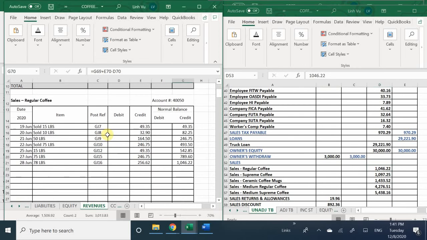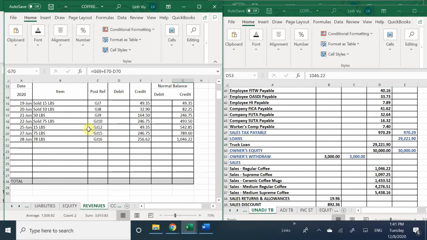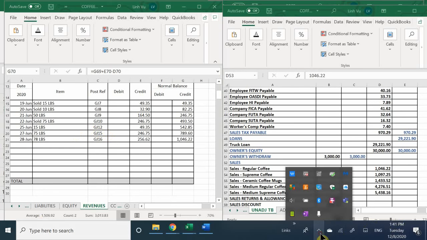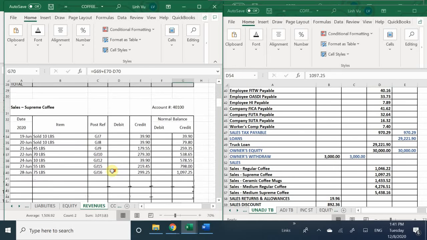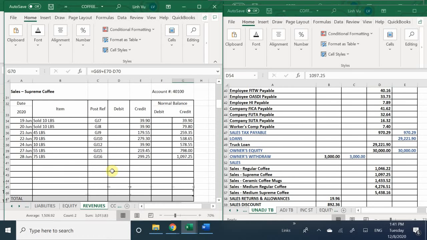What's my balance in my sales for regular coffee? It's $1,046.22. Okay, so I guess it didn't change. What about my account for Supreme Coffee? It's $1,097.25. Good, so that didn't change.